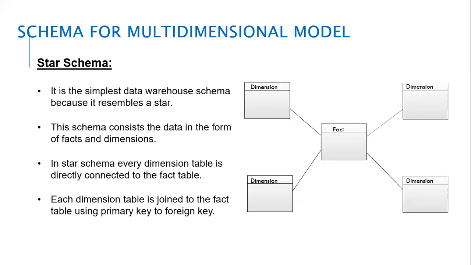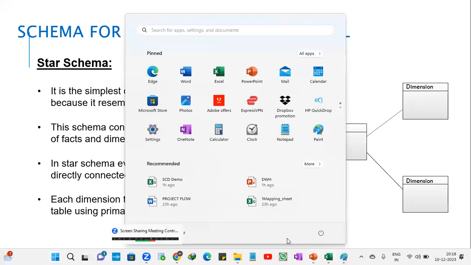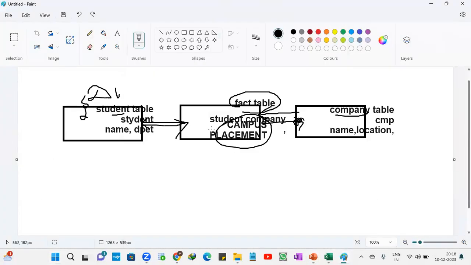Star schema? Yeah, as we discussed yesterday, the fact table contains only numeric data, and the dimension table contains only string or text values. So in the fact table I will maintain the student ID and company ID. Each company obviously has some ID. So here I will be maintaining only these two columns.